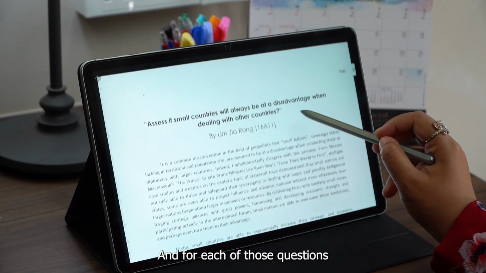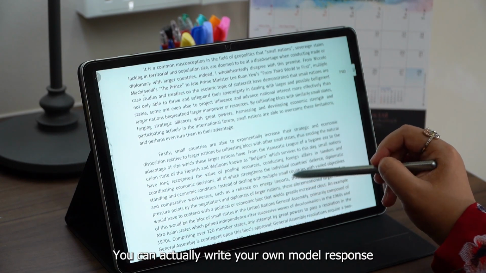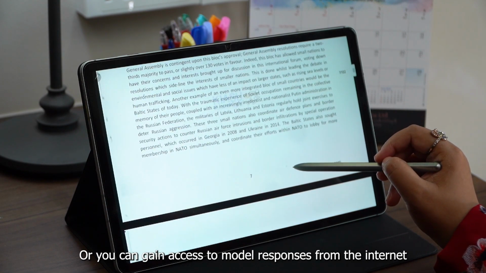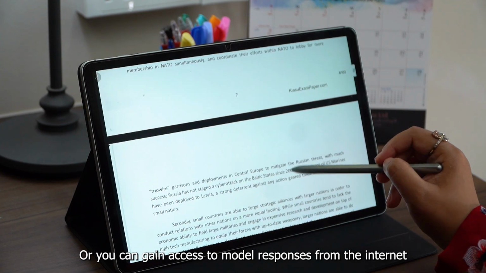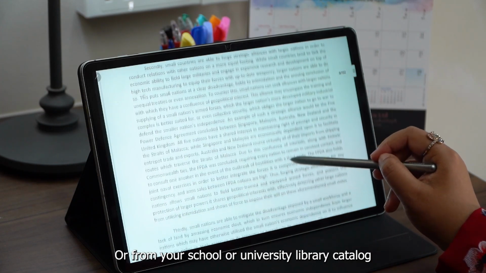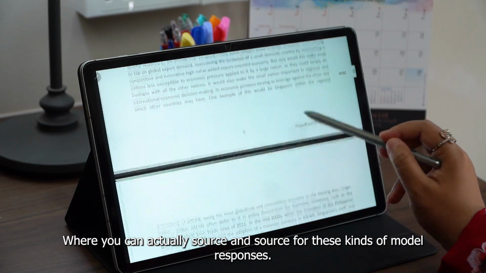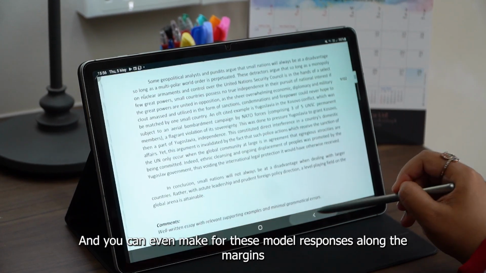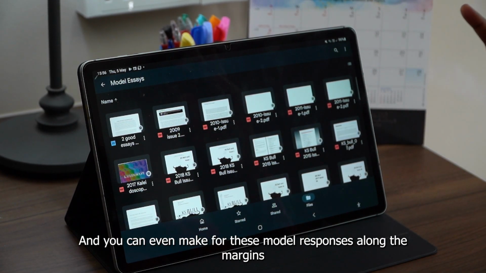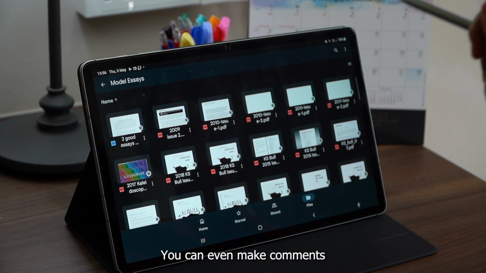And then for each of those questions, you can actually write your own model response, or you can gain access to model responses from the internet or from your school, from your university library, the catalog, where you can actually resource and source for these kinds of model responses. And you can even make comments along the margins for these model responses, if you go on Google Docs or Microsoft Word.